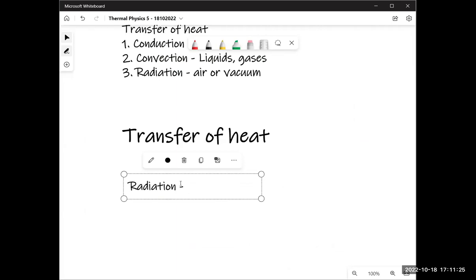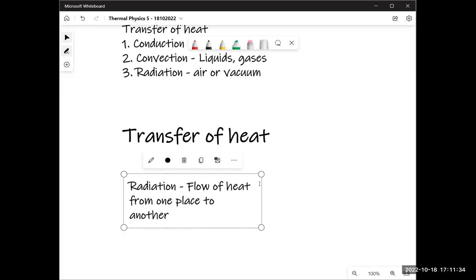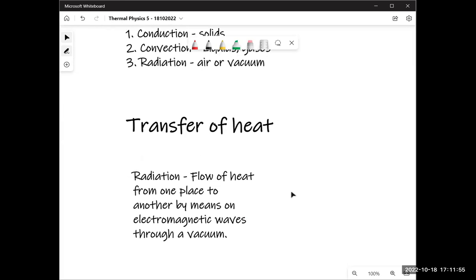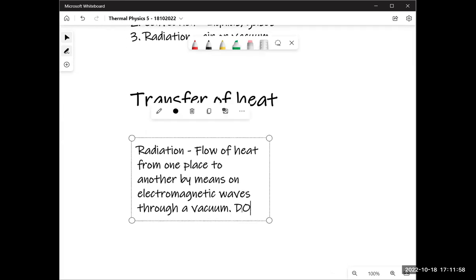So what is radiation? The definition. The definition of radiation is flow of heat from one place to another by means of electromagnetic waves in a vacuum or through a vacuum. Does not require a medium. It's for proper grammar.